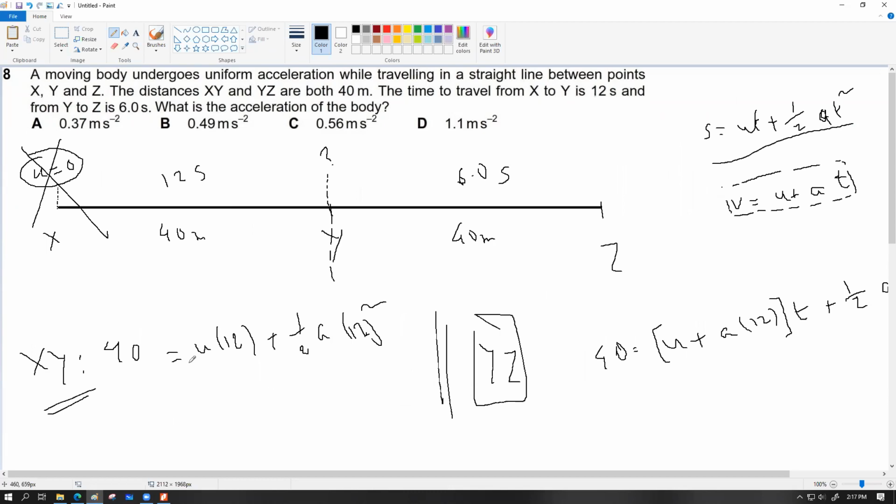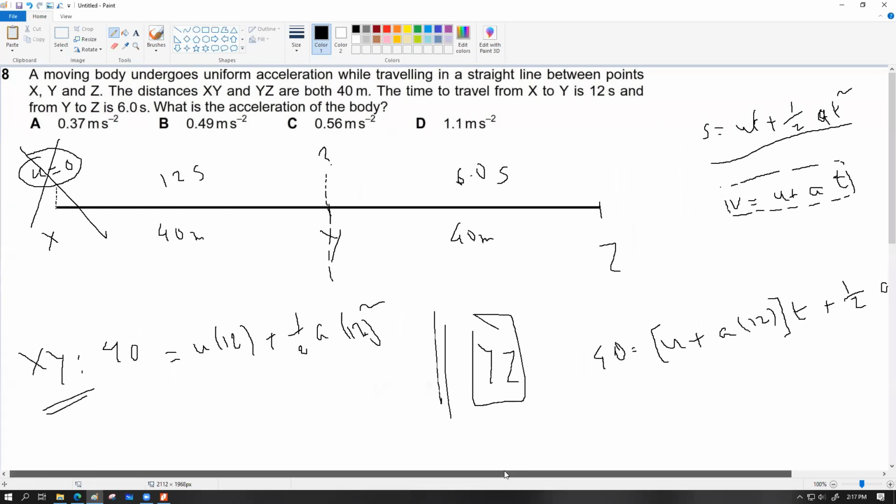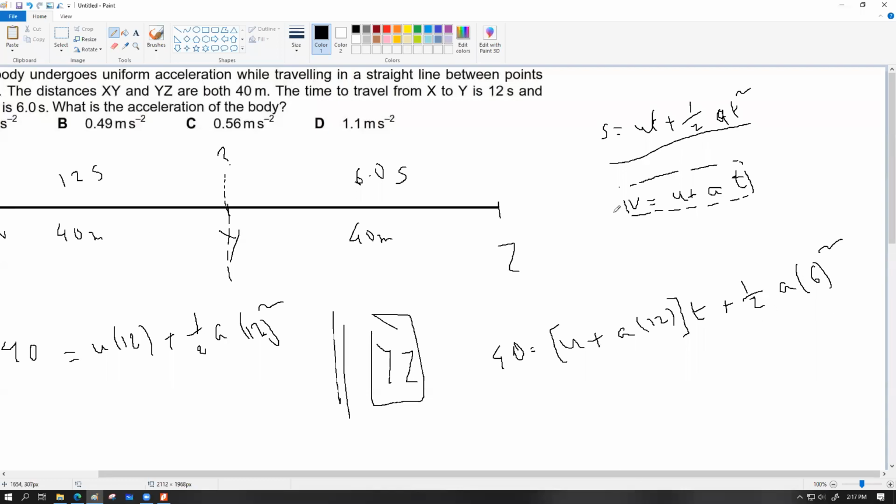So you have two equations over here. Have a look. 40 equals 12u plus half a 12 squared, and then you have this equation as well. Both of these equations have two unknowns, u and a. You just have to merge them, arrange them, and solve this bivariable equation, and you can find out the value of u and a. Do you guys know how to solve a bivariable equation with your calculators? Yes, sir.